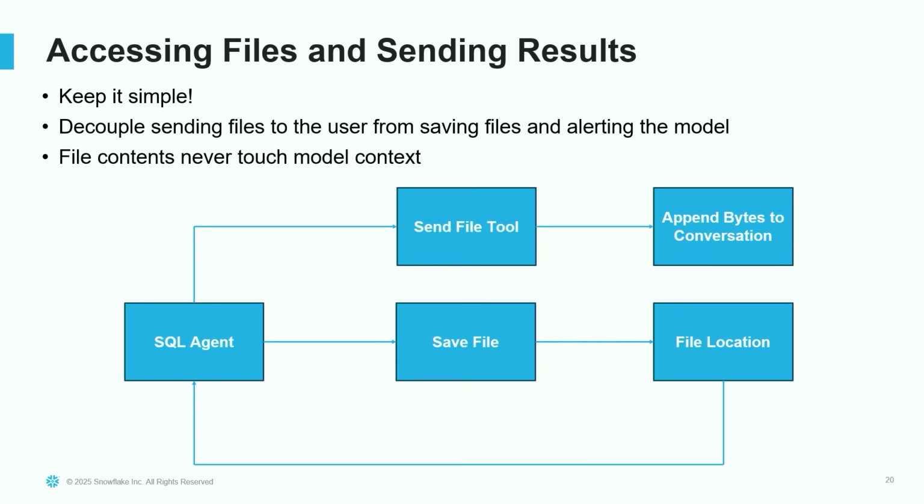Let's start with accessing files and sending the results. This is probably the easiest one to think through. And I think the best way to do this is to keep it simple. Decouple this idea of sending a file to the user and this idea of saving files. I talked earlier about having a pointer or a reference to a location where a file is stored. Really, we're just leveraging that same concept here to say, this is a pointer to my file, my model knows where it is, but it's not touching it.